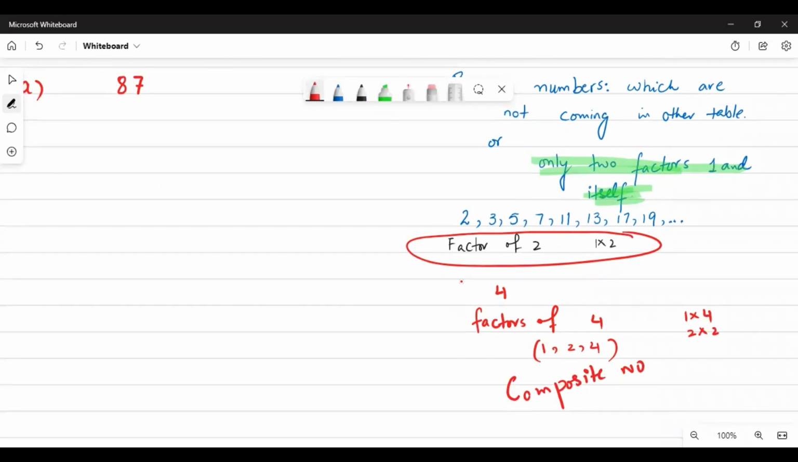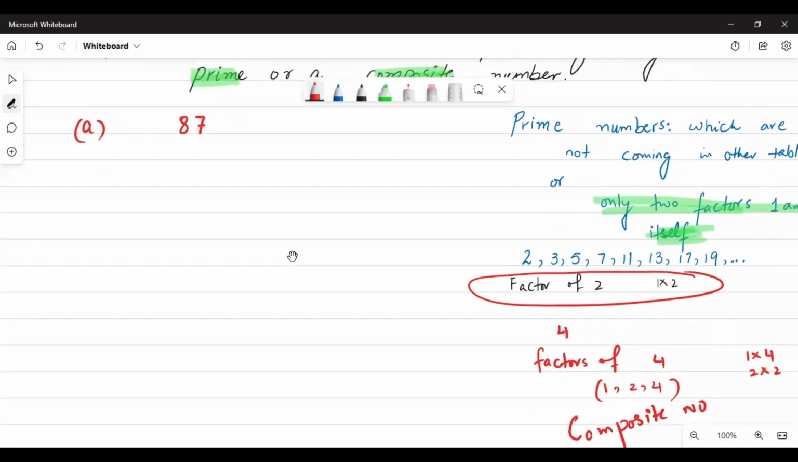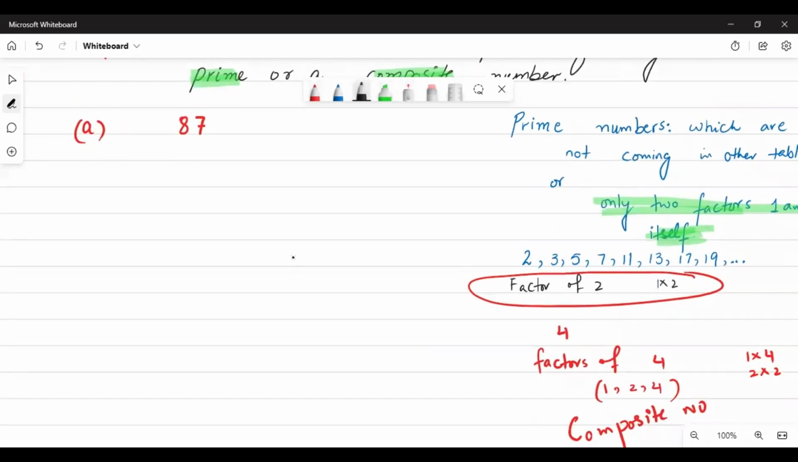So let's start with exercise 1A and its question number 1. The number is 87. Do you know the divisibility rules? Some divisibility rules you can apply. If the last digit is 0, that number is divisible by 10, and if it is even, it is divisible by 2. So here it is 87.